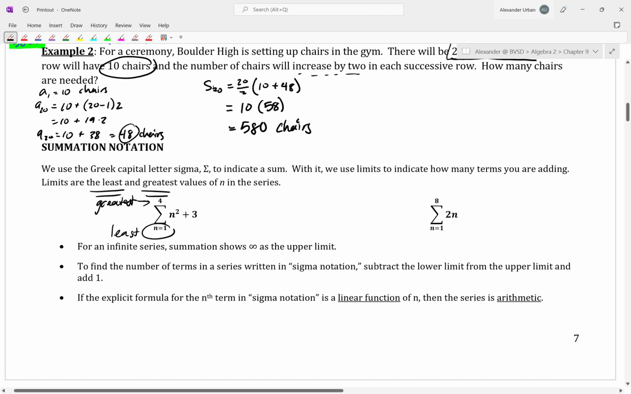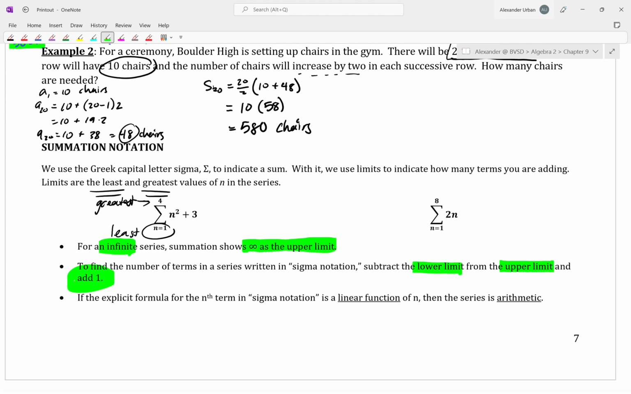When we talk about infinite series later, we change the upper limit to infinite if it's an infinite series. To find the number of terms, we take the upper term, subtract the lower term, and then add 1. On these problems that I give you, it's going to be kind of comical because I don't really give you anything besides 1 to a certain number, so you just count it out.